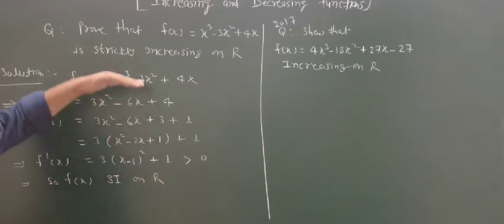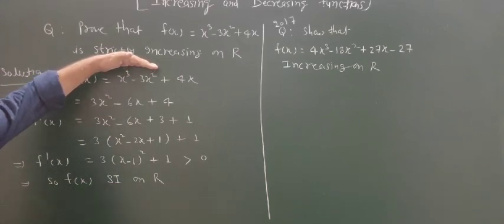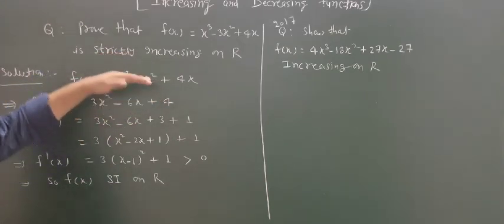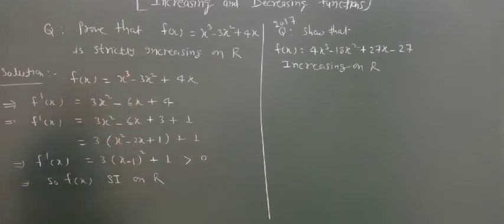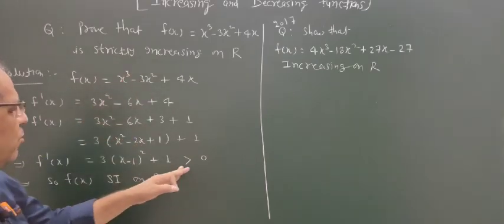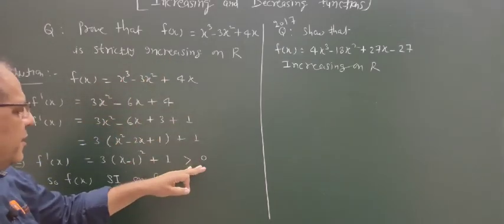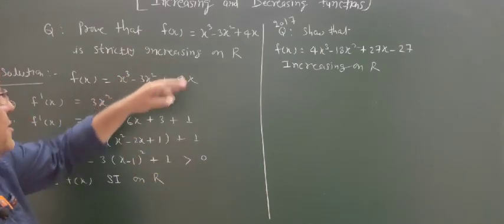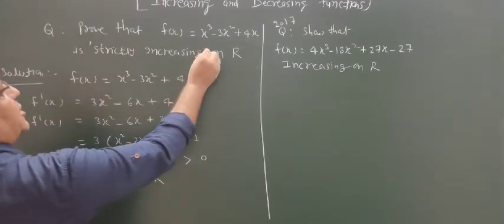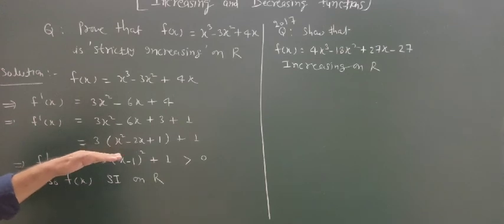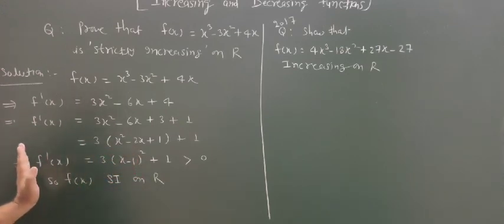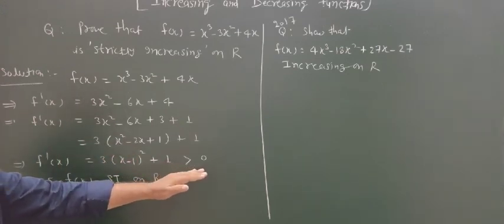Okay, clear? So whenever this type of question comes in your examination, you only show that the derivative of the particular function is greater than or equal to 0 for an increasing function, or for a strictly increasing function, because the question is strictly increasing, we show that the value of f dash is greater than 0.